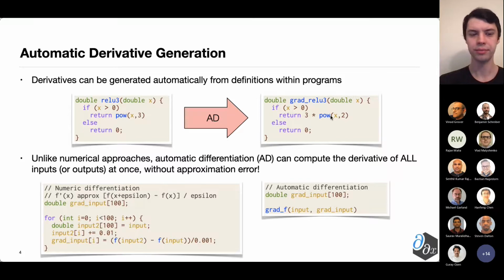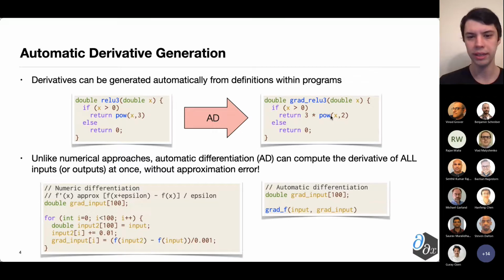And specifically, unlike numerical approaches for computing derivatives, the automatic differentiation process has two key benefits. First of all, it's able to compute the derivative of either all inputs or all outputs immediately in a single call. And it's also able to do so without having additional approximation error.